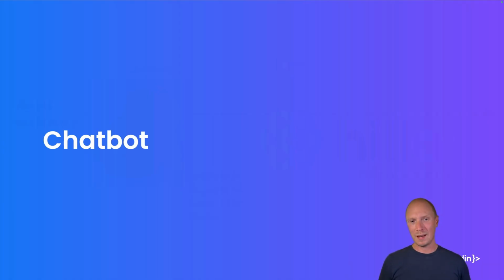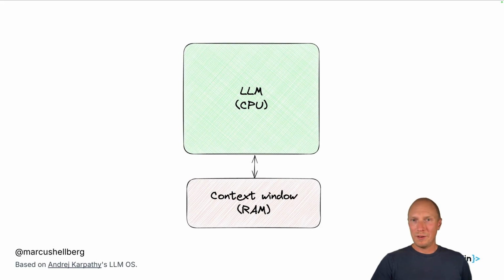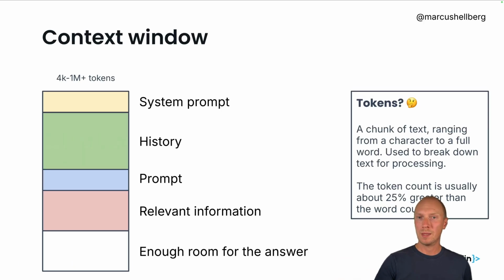All right, so let's take a look at building a chatbot. What does that actually mean? In our previous analogy with the computer architecture diagram, that means that we are working with the LLM, or CPU, together with a working memory, which is the context window. So a context window is essentially the memory that we have available to us as we're working with the LLM. And this is where we need to fit everything that's relevant for what we're working with.